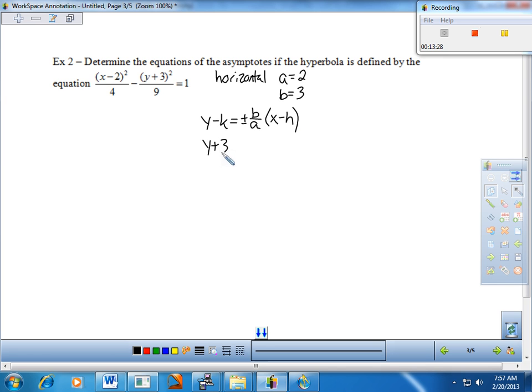How about this? Y plus 3. So there's my y minus negative 3. And then plus or minus, what do you say we do a 3 over 2 here for b over a? And instead of x, we shifted it 2 units to the right. That's exactly what happens when we work with these hyperbolas. And so I just replaced my x with x minus 2 to move it 2 units to the right. Now, theoretically, this is it. These are your equations of the asymptotes.